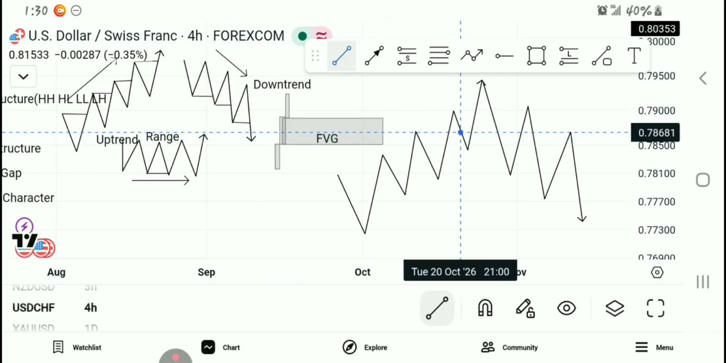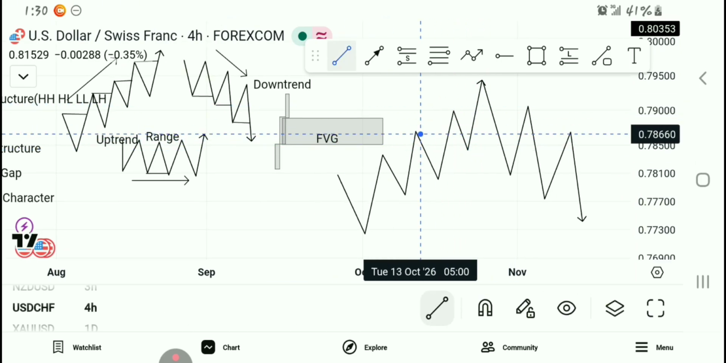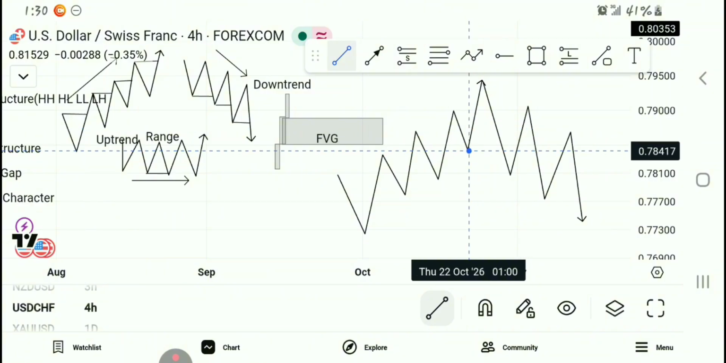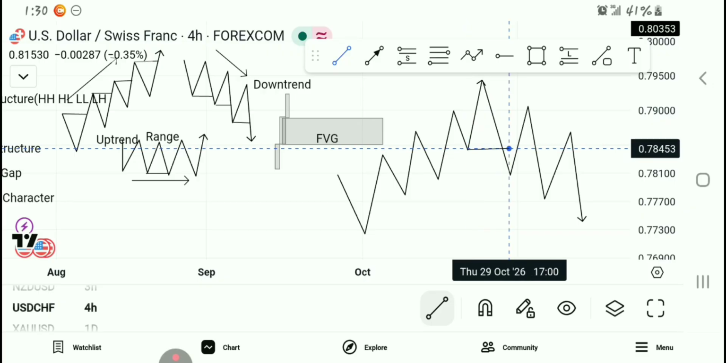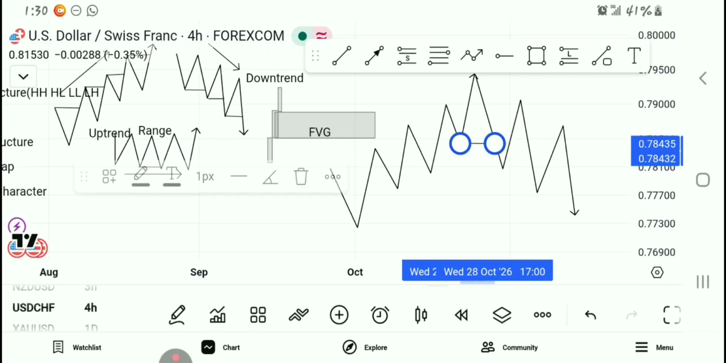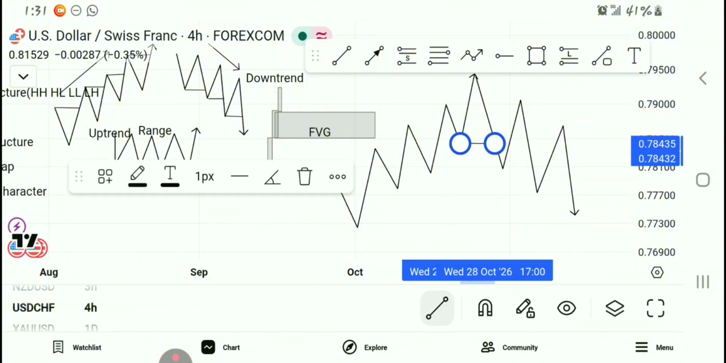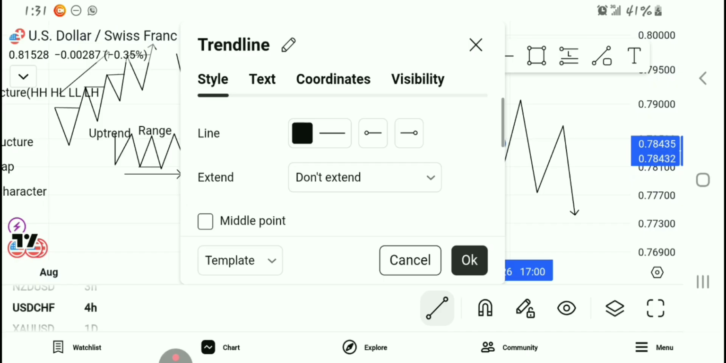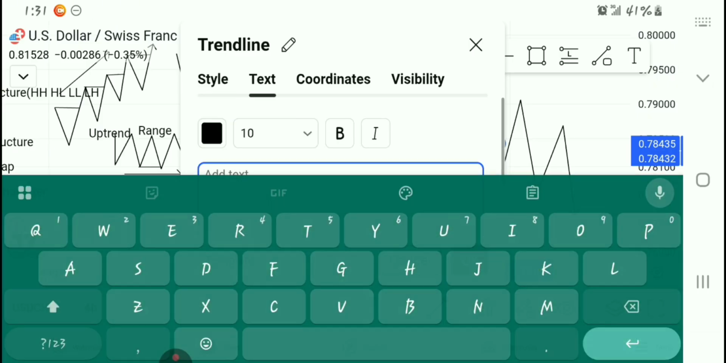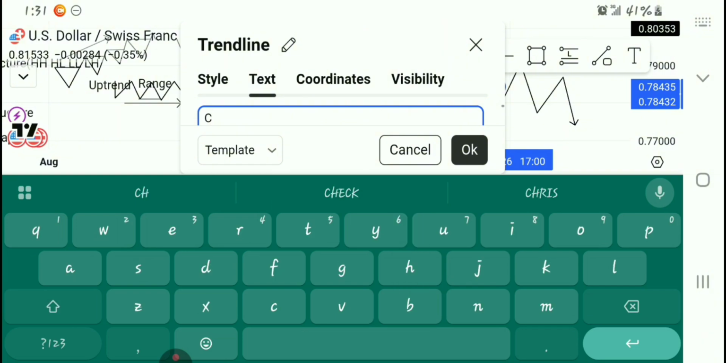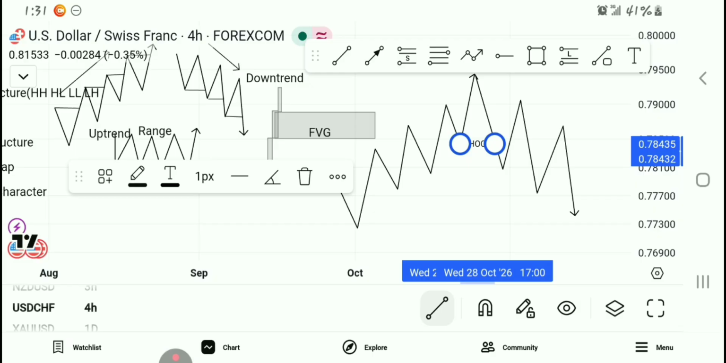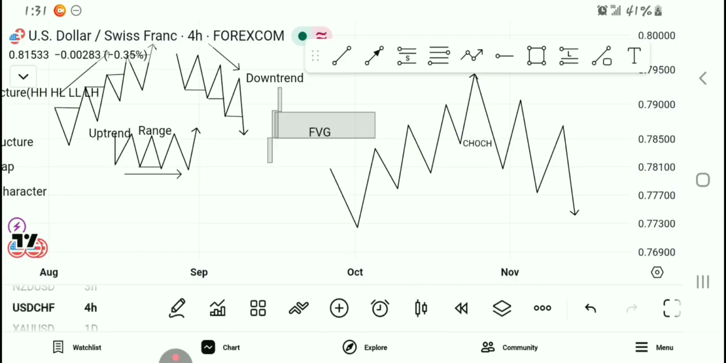So this is a change of character here, because it breaks below the last recent breakout structure. So this is it. This is a change of character. Let me add text. We call it CHOCH. That's our change of character there.